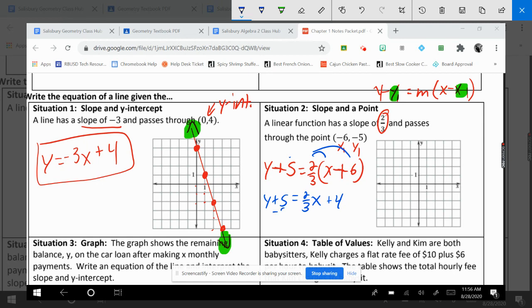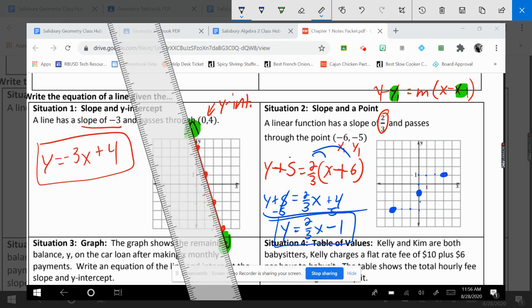And then just to get y by itself, we subtract 5 on both sides. And y is equal to 2/3 x minus 1. Great. We can graph that now. We know slope-intercept form for graphing. We go to -1. This is our y-intercept. Go up 2 and right 3. You could go down 2 and left 3 as well. Do the complete opposite, so you have an extra point.